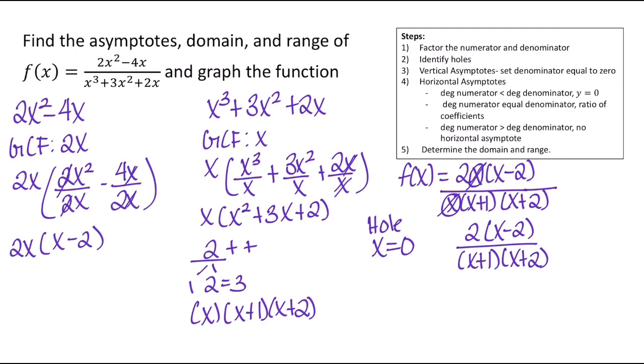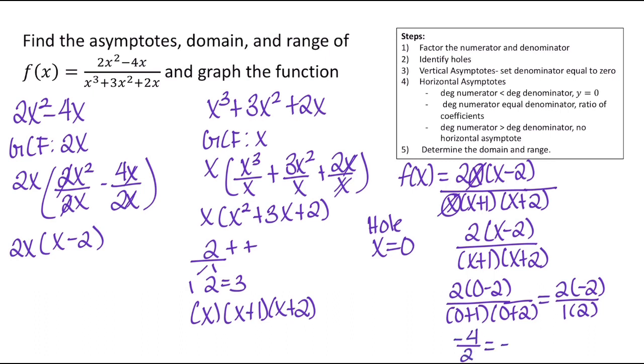When I plug in 0, I get 2 times 0 minus 2 over 0 plus 1 times 0 plus 2. That gives me 2 times 0 minus 2, which is negative 2, over 1 times 2. When I simplify this, that gives me negative 4 over 2, which equals negative 2.